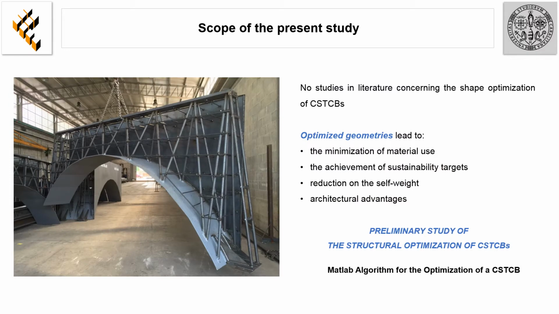Composite steel truss concrete beams are frequently employed in Italy, and their behavior is widely studied in literature through experimental, analytical, and also numerical investigations. However, no study has been found concerning the shape optimization of this type of beams. Moreover, optimizing the geometry is important because it results in the minimization of the material use, in the achievement of sustainability targets, in the reduction of the self-weight, as well as many other architectural advantages. So, a preliminary study of the structural optimization of this type of beams is needed, and for this purpose, a MATLAB code is herein presented.